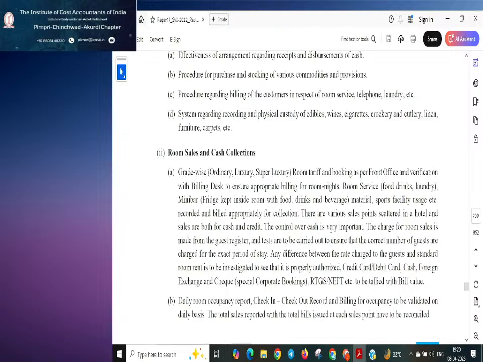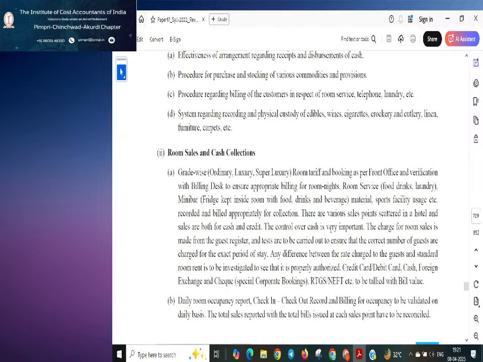The control over cash is very important. The charge for room sales is made from the guest register. Whoever checks in and checks out needs to be registered properly, and tests ought to be carried out to ensure that the correct number of guests are charged for the exact period of stay. For example, 2 plus 1 guest, so an extra bed is provided. How that needs to be billed, of course, for 1 night or 2 nights, whatever the stay is. If that room is meant for only 2 people and another person is taken in, you should be careful about billing that.